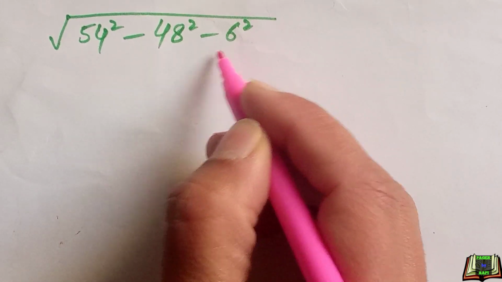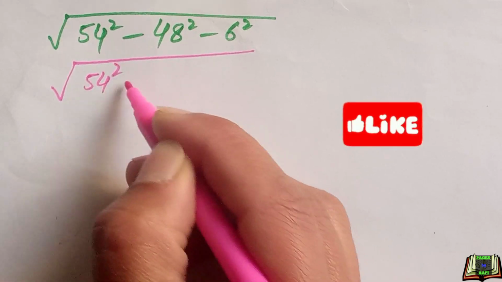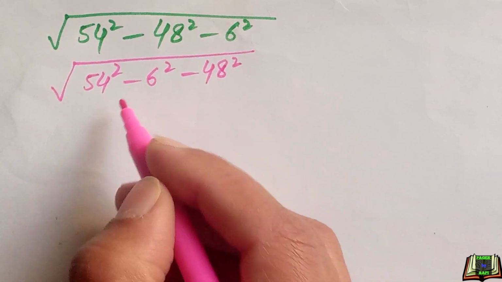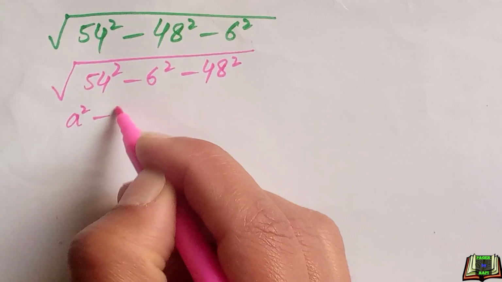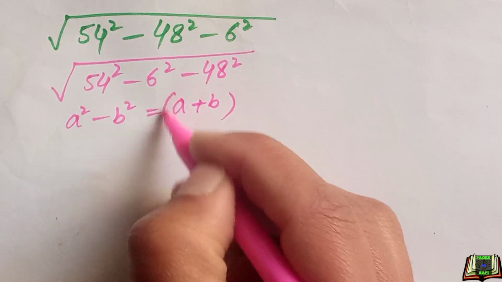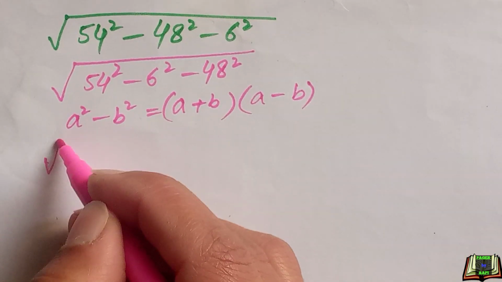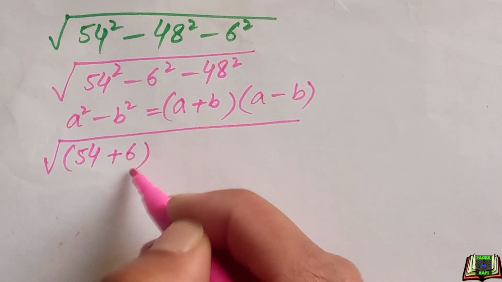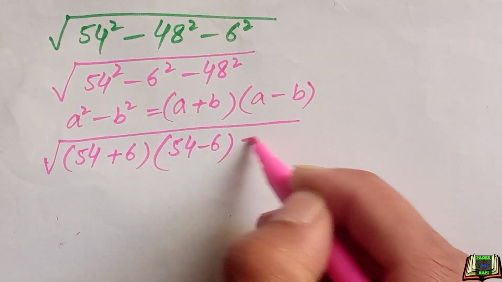First of all, we are going to swap over the values 6 squared and 48 squared. Minus 6 squared minus 48 squared. Here we are going to use the algebra identity a squared minus b squared, which is equal to a plus b times a minus b. So for that 54 squared minus 6 squared we are going to use this. It will be equal to 54 plus 6 times 54 minus 6, minus 48 squared.